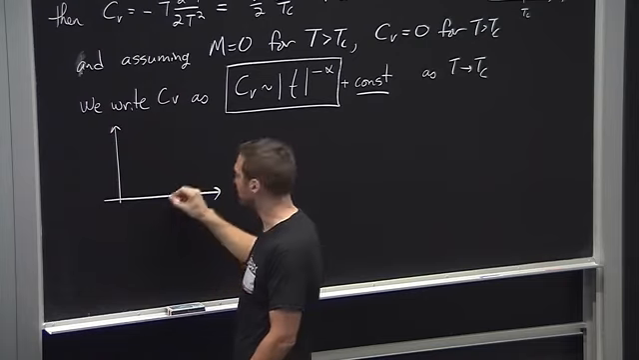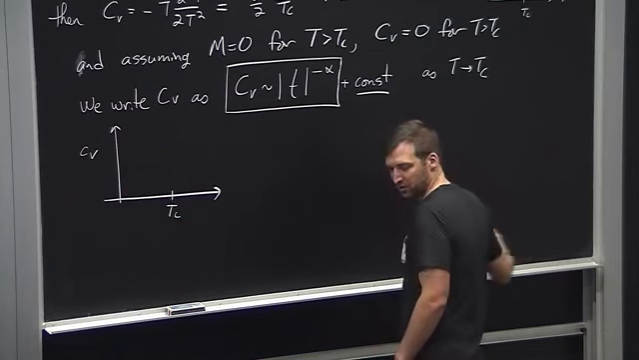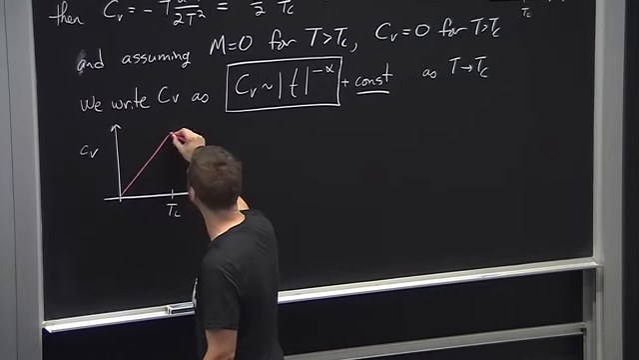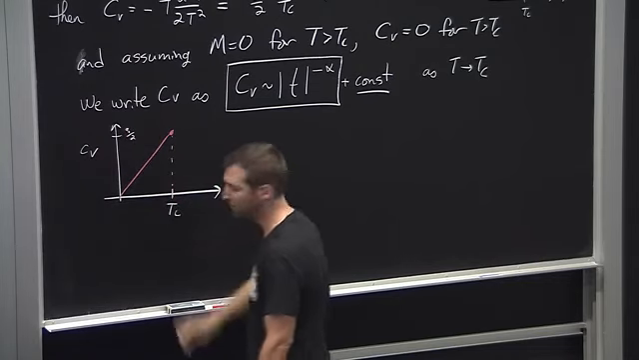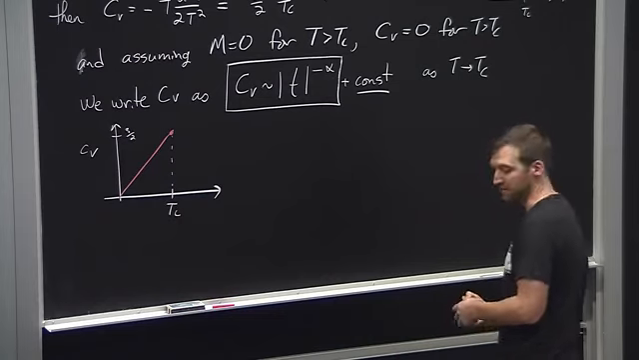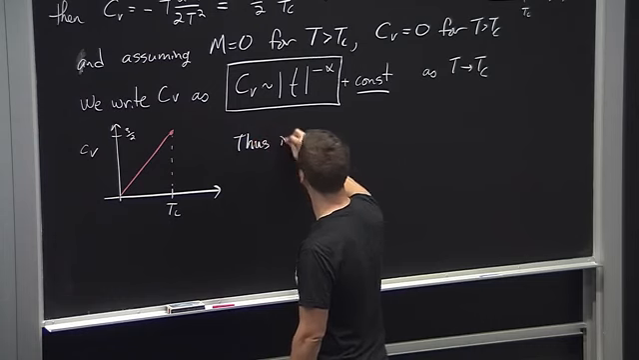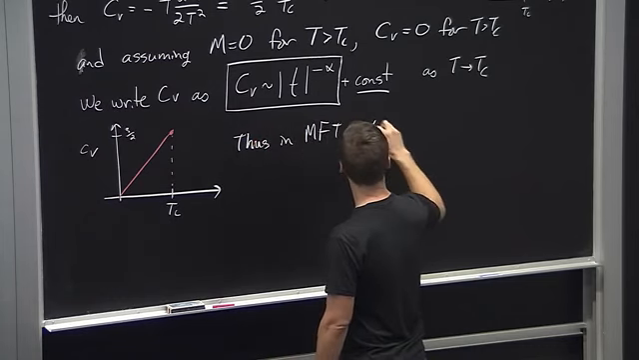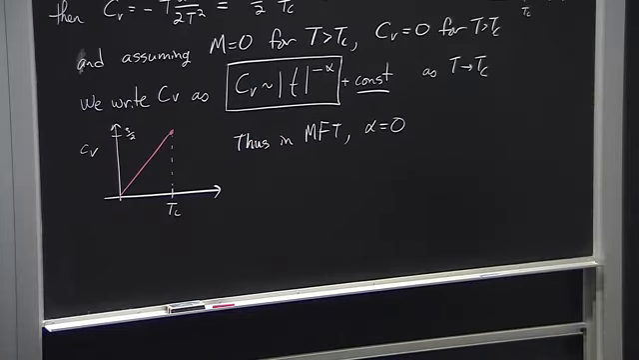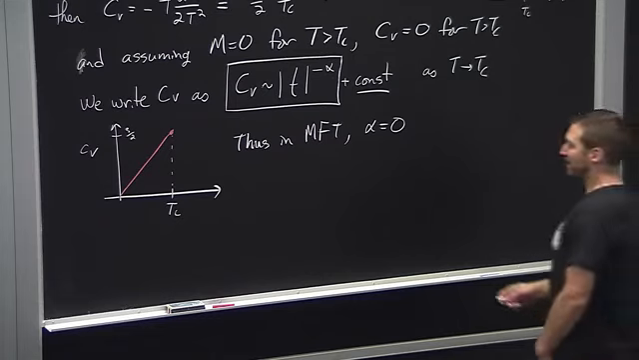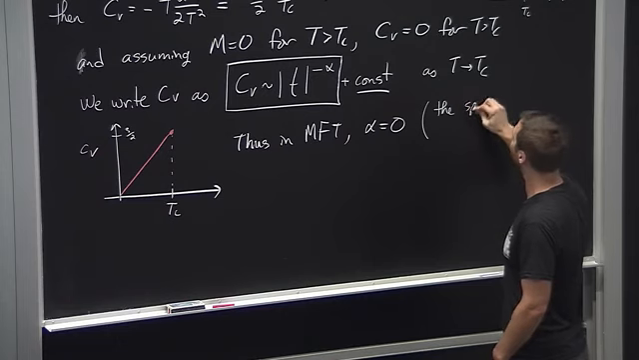you have a discontinuity at TC. So it grows up to the value of 3/2, then jumps to 0 at TC. Okay, so you have this sort of unsatisfying case where alpha is 0 in mean field theory. And again, that's the specific heat critical exponent.